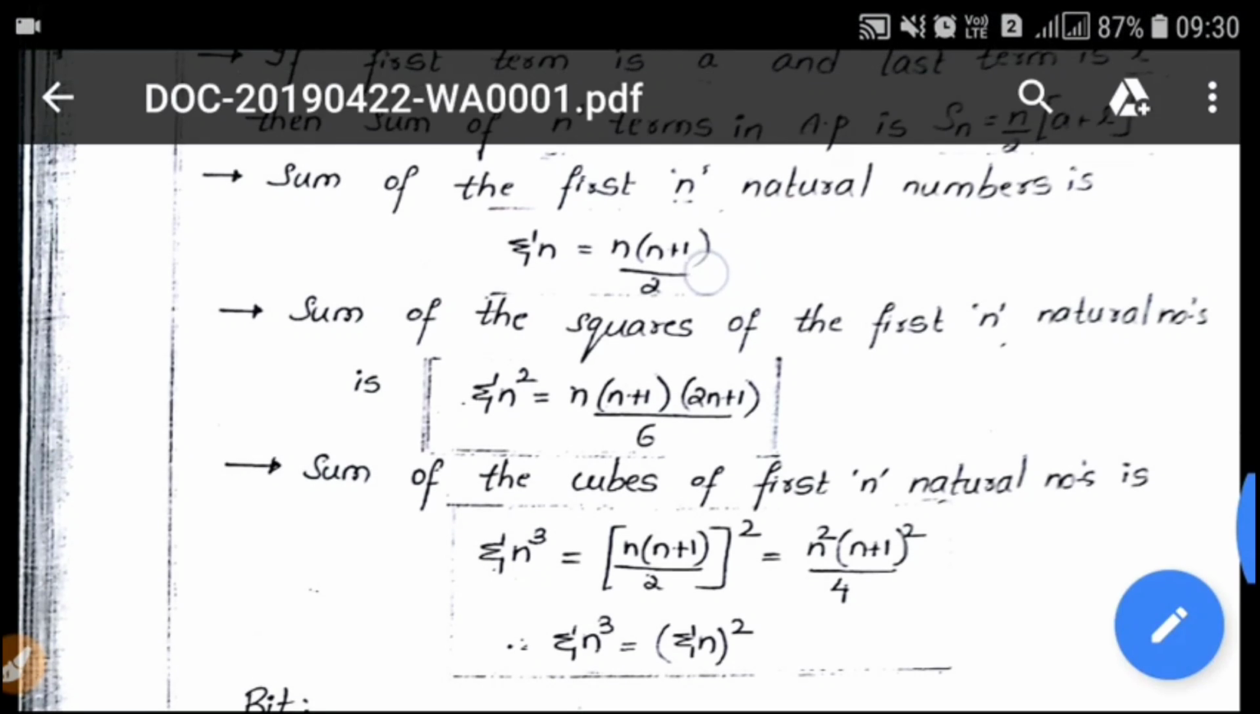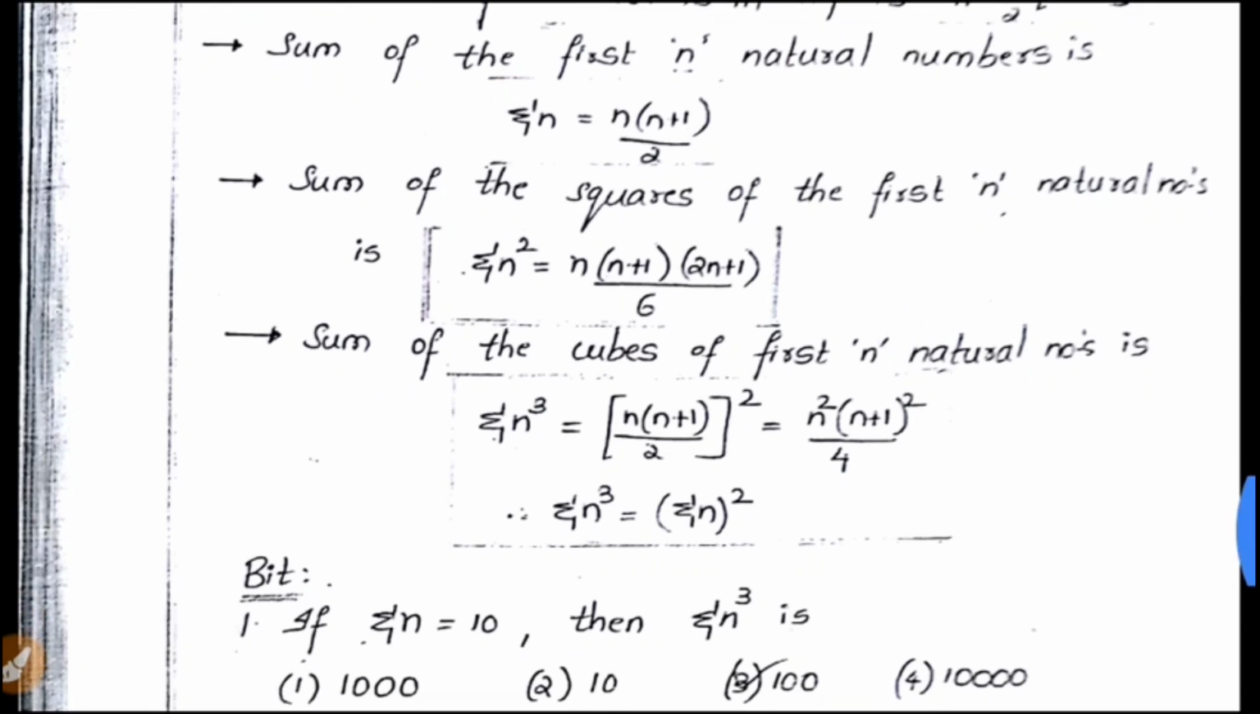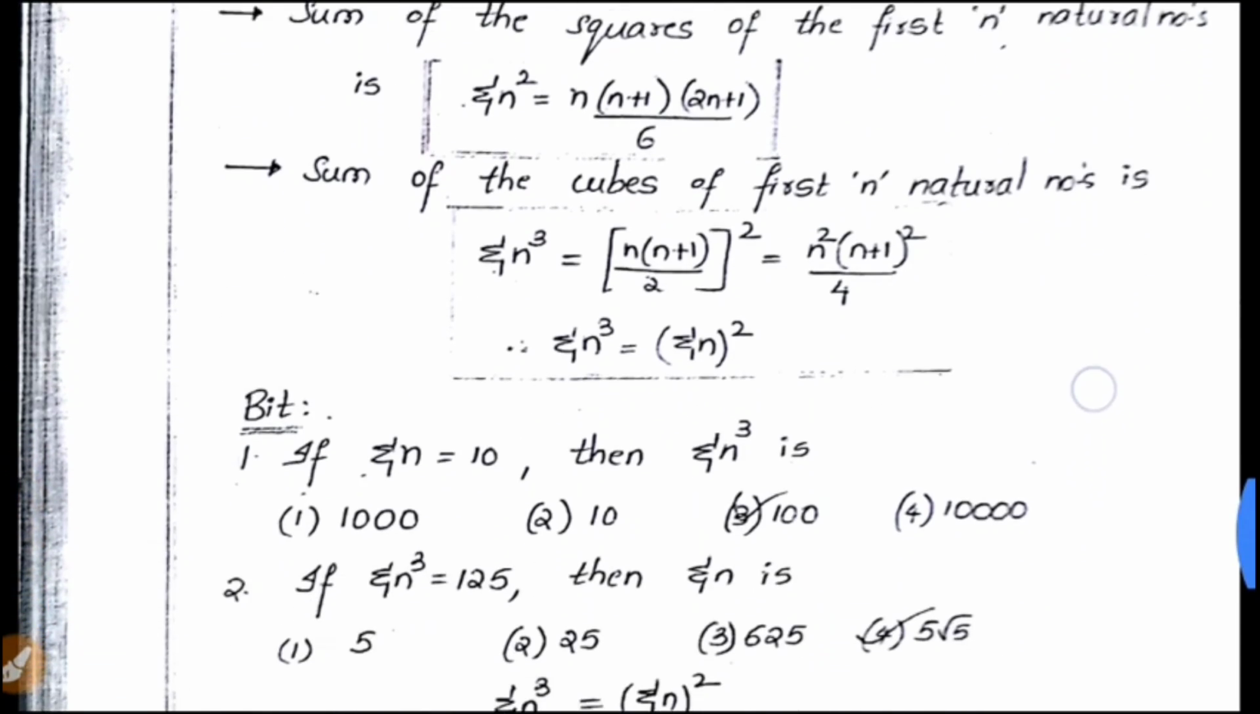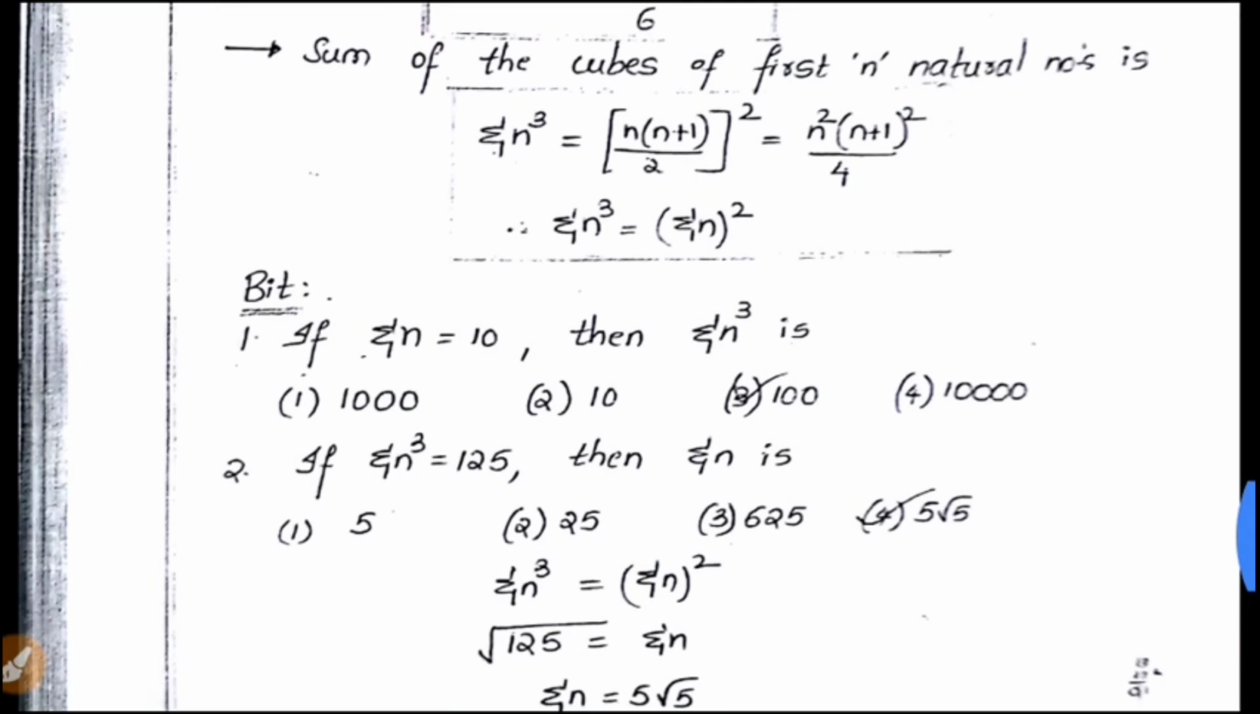Sum of the cubes of the first n natural numbers means 1 cube plus 2 cube plus 3 cube plus 4 cube and so on. These are all sequences, so they may ask this one also. So sigma n cube is equal to n into n plus 1 by 2 whole square, means n square into n plus 1 whole square by 4. This formula we have already seen here. So sigma n cube is equal to sigma n whole square. Now let us see how the bits will be given in this.